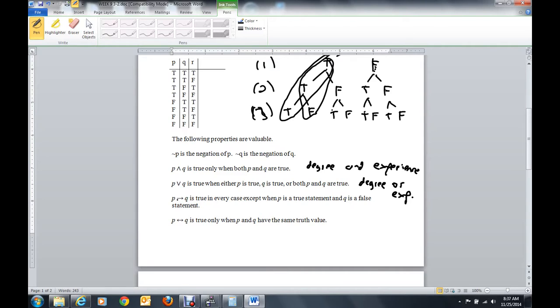Now, this if P then Q, it is true in every single case except when it goes true to false, when P is true and Q is false. Now, the example I like to give, you may not like too much, but it says if you earn an A, then you get a car. If an A, then I'm going to give you a car.